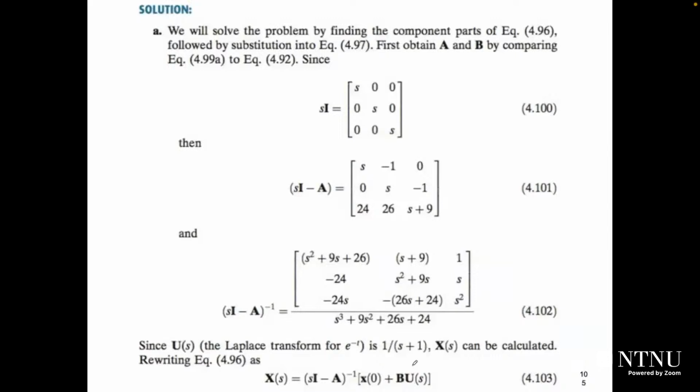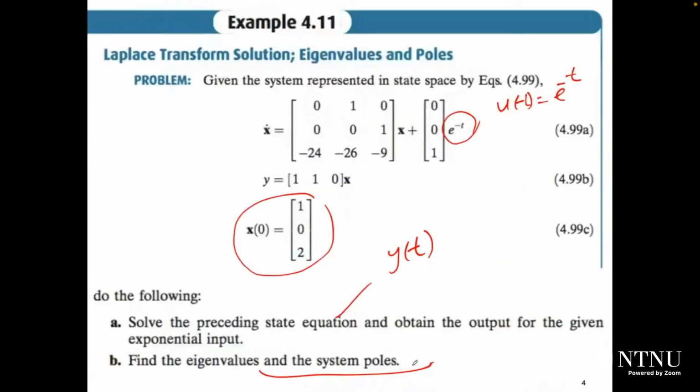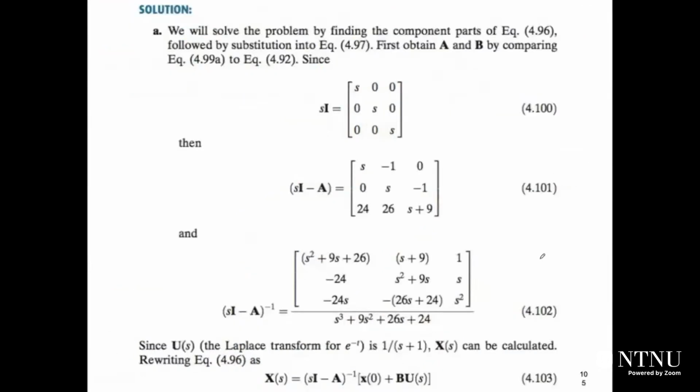So to solve it, we need to get sI minus A first. We will solve this problem by finding the component parts. We just need to know y of s divided by u of s, which will be C times sI minus A inverse times B plus D. So first we need to get sI minus A. Multiply s by the identity matrix. Because it's a 3 by 3, it will be s, 0, 0, 0, s, 0, 0, 0, s. Subtract it from A, and you will get this one. We need to get the inverse. The inverse will be the adjoint matrix divided by the determinant.